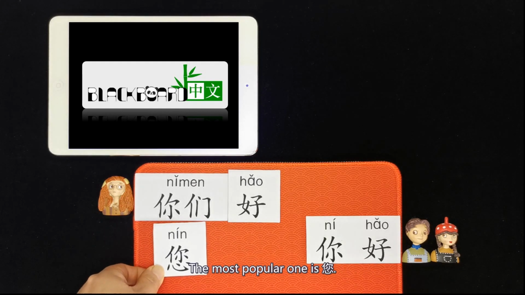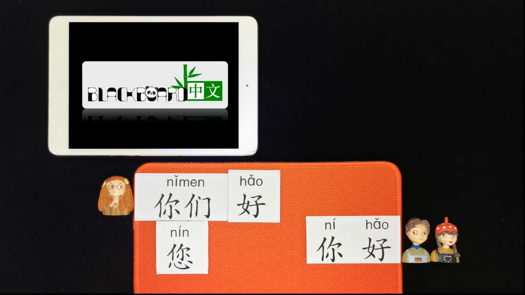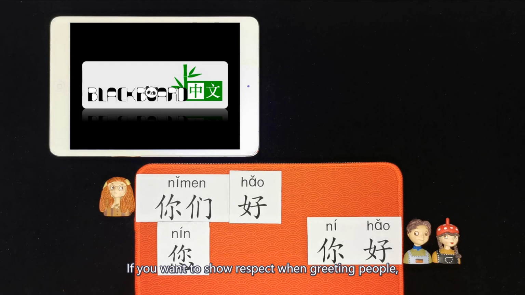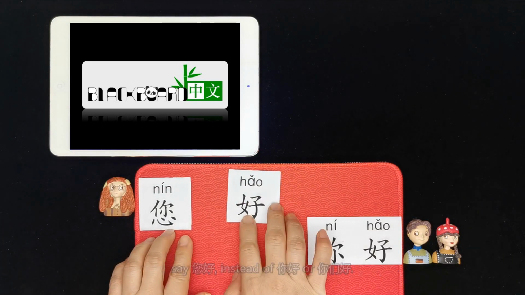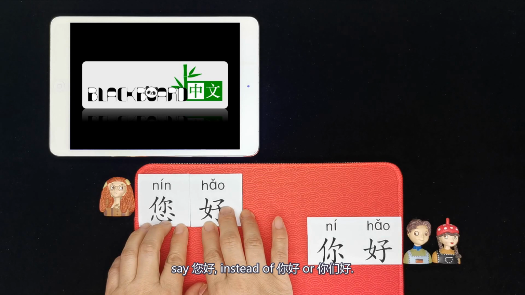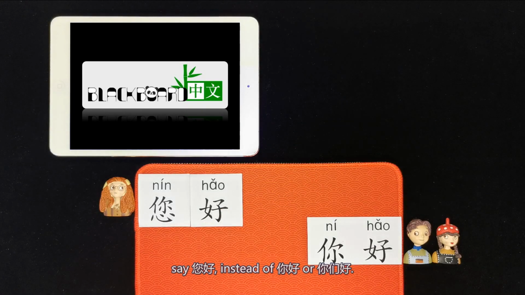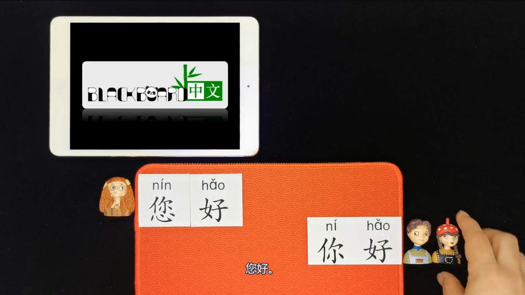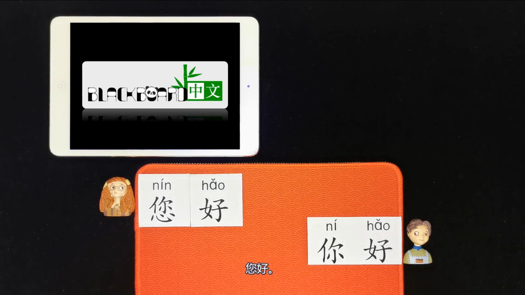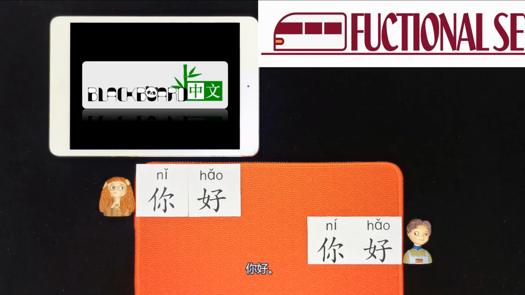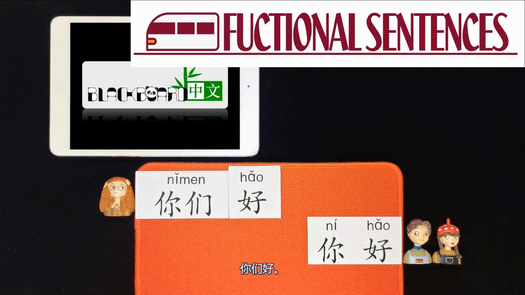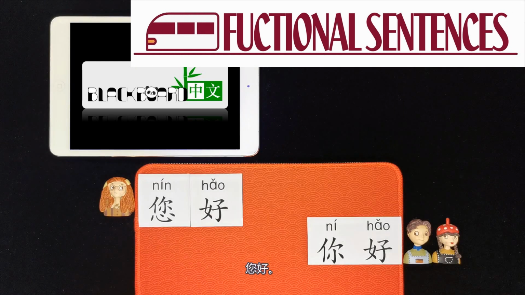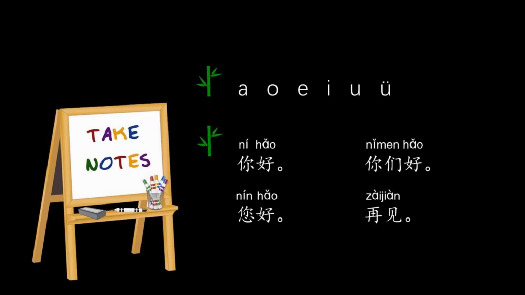There are not really many honorific words in Chinese. The most popular one is 您. 您 is the honorific for both 你 and 你们. If you want to show respect when greeting people, say 您好 instead of 你好 or 你们好. 您好, 您好, 你好, 你们好, 您好.